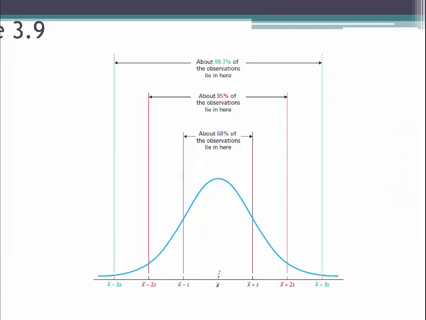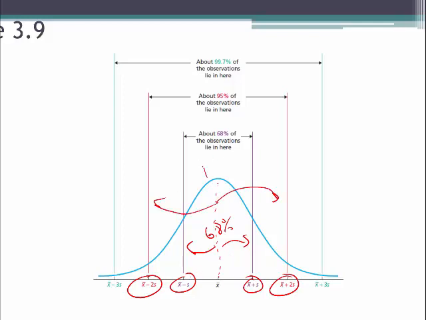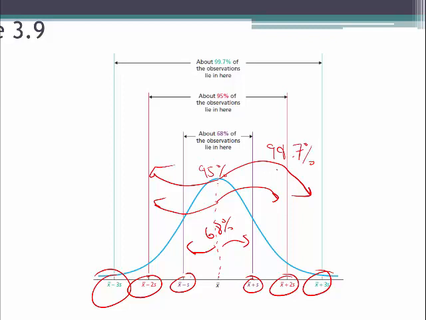Here's a bell curve. Here's the mean. Okay, if you subtract a standard deviation and you add a standard deviation, from here to here is 68% of the data should fall. If you go another out further, okay, add another standard deviation, subtract another standard deviation, from here to here should be 95% of data. And then if you go out to 3 standard deviations away from the mean on either side, it's 99.7% of observations.